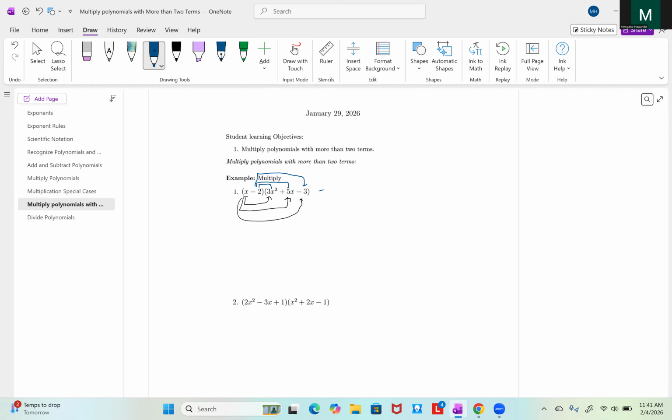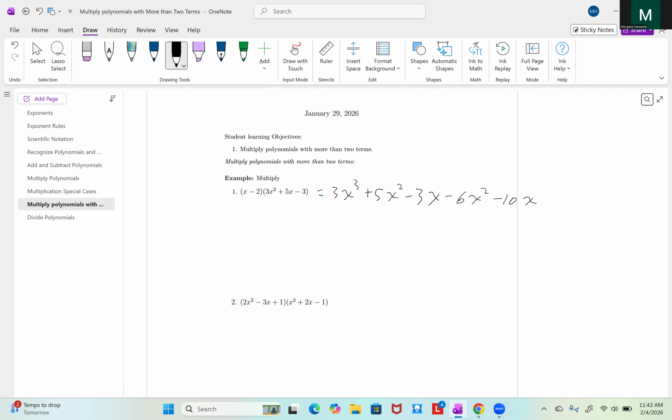So this here is equal to x times 3x squared. We're going to do it one at a time. x times 3x squared is 3x cubed. x times 5x is 5x squared. x times minus 3 is minus 3x. So we're done with the first one. Then we multiply minus 2 times 3x squared, minus 6x squared, minus 2 times 5x, minus 10x, plus 6. Now we multiplied each term in the first binomial to each term in the second polynomial.